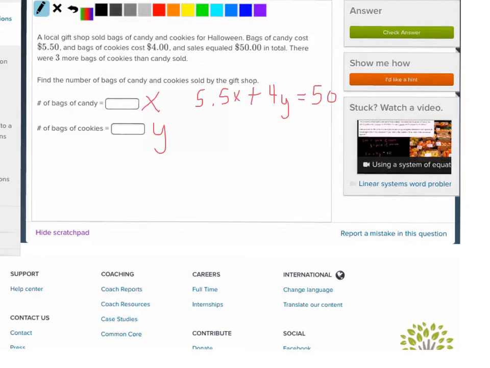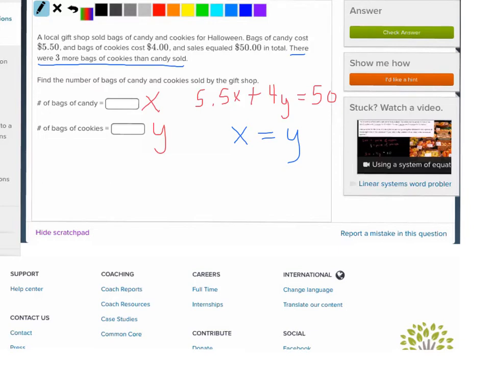The harder portion is this portion where it says there were 3 more bags of cookies than candy. Okay. Now when they start talking about there's more of this than that, the easy way to do it is go ahead and write x equals y. Okay. And then we're either going to have to add 3 to one side or subtract 3 from the other side. Okay. Now let's think about this. And what you're trying to do is you're trying to balance out this equation x equals y. You're trying to make it fair on both sides.